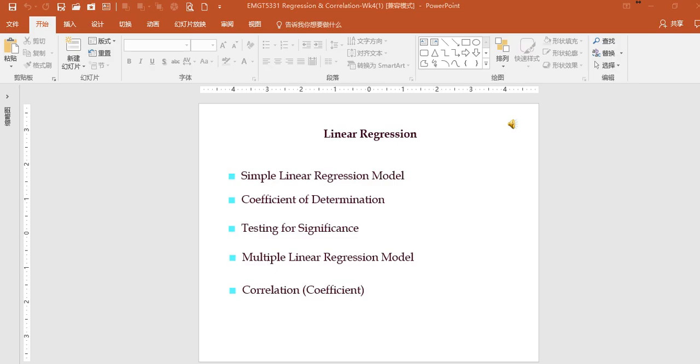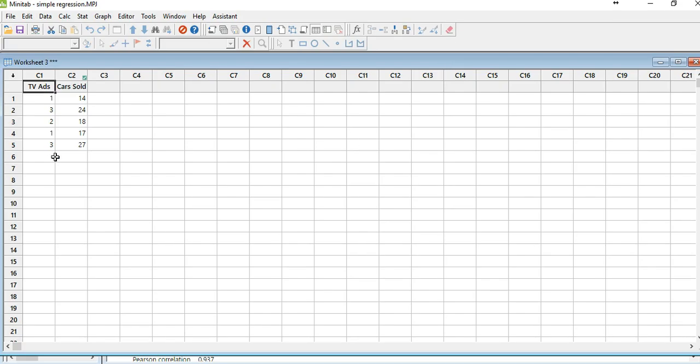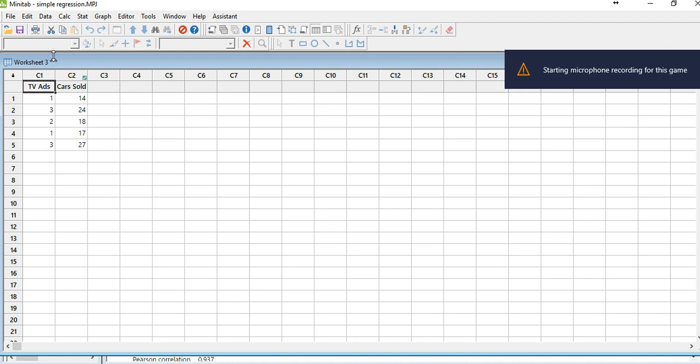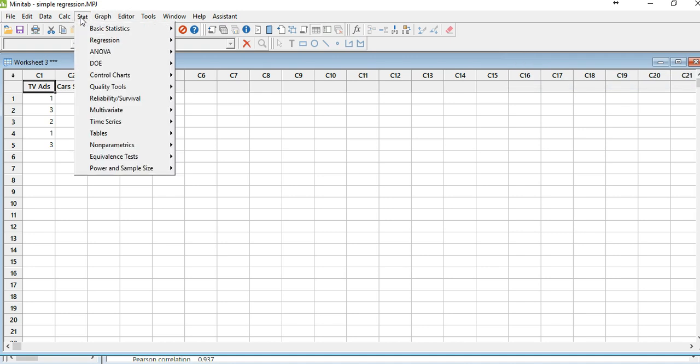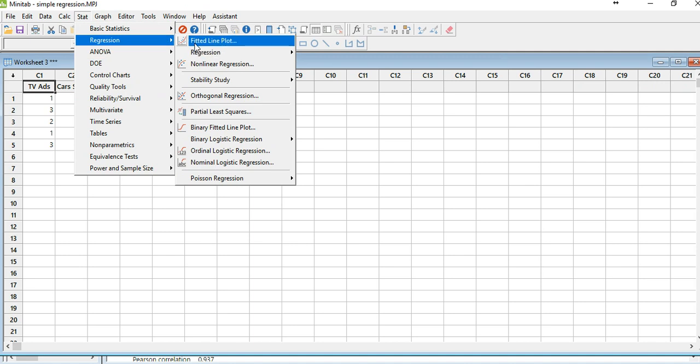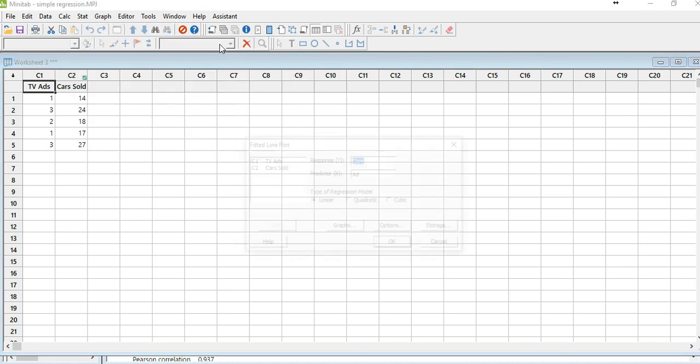Okay. Now let's take a look at regression. Okay, go to Minitab. Okay, so here is the data, the simple regression data. First we go to Stat, Regression, and then Fitted Line Plot.